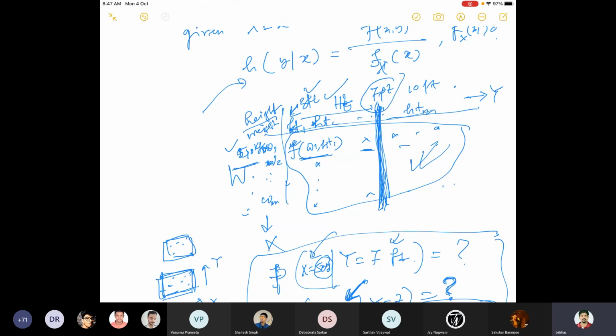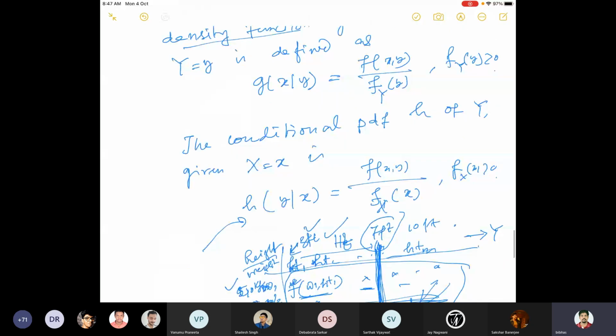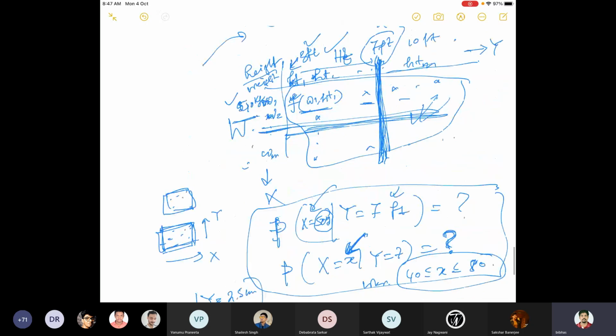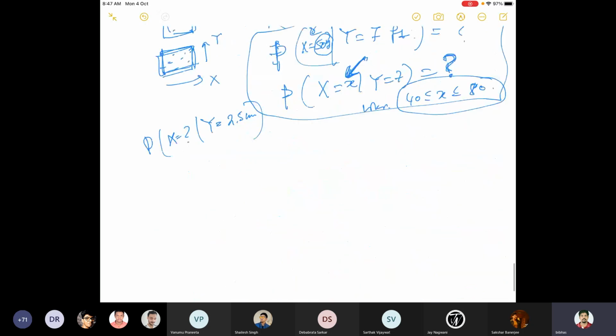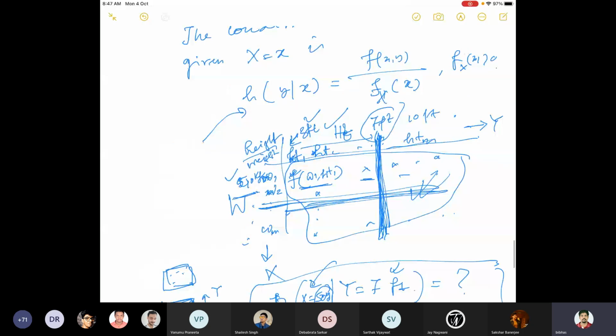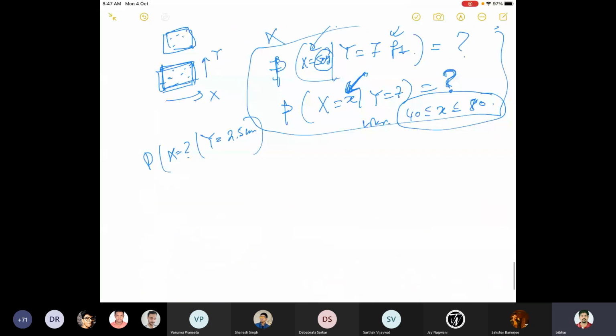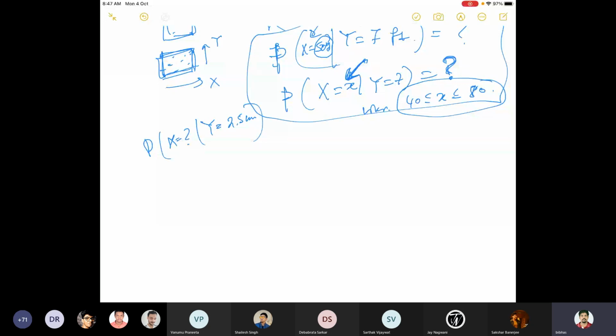Same thing you can reverse. So let's say you know the value of y, then what is the value of x? You can do the same thing, and this is the formula to do it. We'll talk about that later also. Right now, we'll just define this formula and solve some problem, but later on I'll explain this as a random variable.